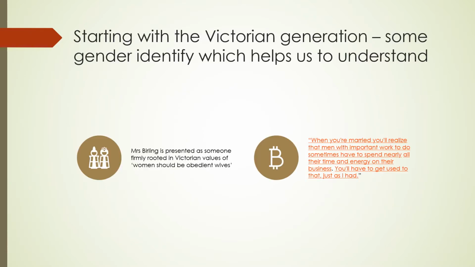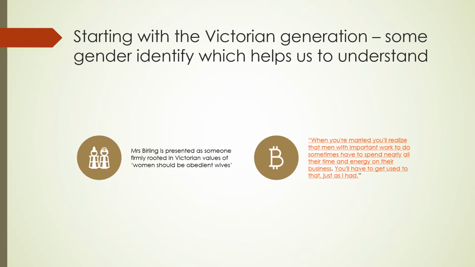Okay, as I mentioned in a previous video clip, Mrs. Birling is presented as someone who is firmly rooted in the Victorian values that women should be obedient wives. Now you look at this quote: "When you're married, you'll realise that men with important work to do sometimes have to spend nearly all their time and energy on their business. You'll have to get used to that, just as I had." So Mrs. Birling firmly believes that women should be obedient wives, and women should generally be obedient.